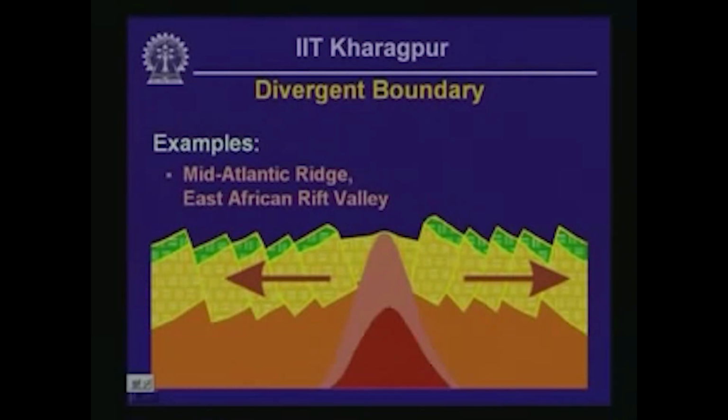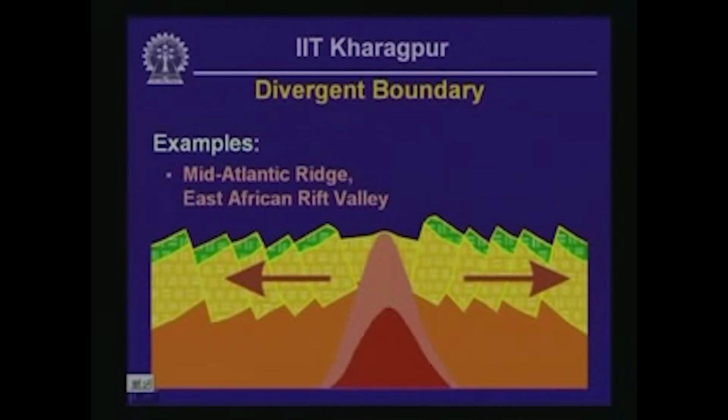One of the examples I have already shown in the previous lesson, and that was the mid Atlantic ridge. That is an example of a mid oceanic spreading center. Then there is another one, a continental hotspot in the middle of an existing continental plate, and that is the East African Rift Valley. We are going to look at the locations of both of them in the next slide. But before that, let's look at the features associated with a divergent boundary.